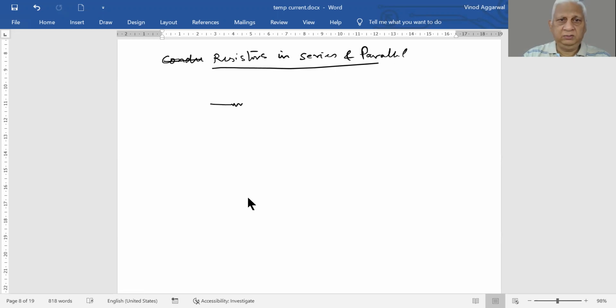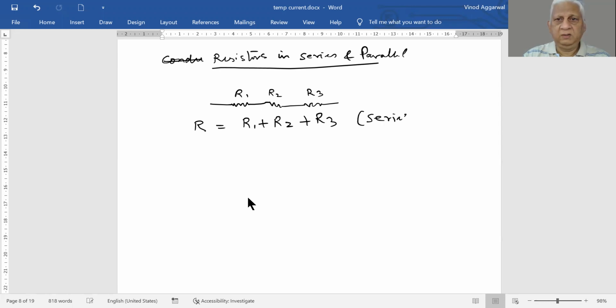If you connect some resistors like this, R1, R2, R3, then the resultant resistance will be the summation of all the resistances in series. This is when resistances are connected in series.